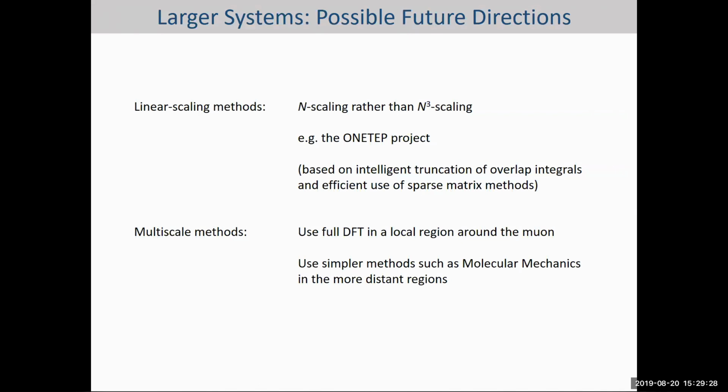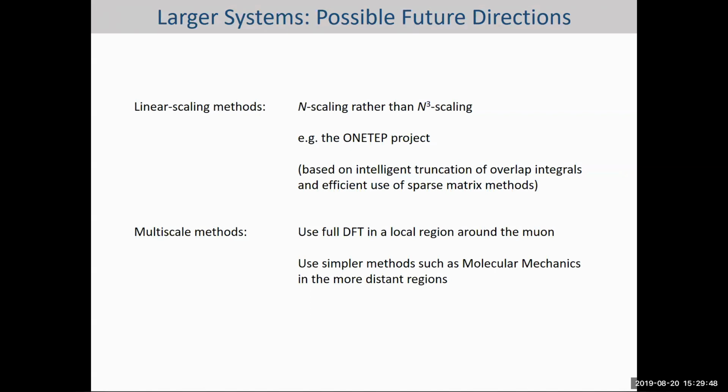One example is this 1 TeV project. And this basically gets this improvement by doing intelligent truncation of the overlap intervals rather than just blindly going over all space, and making efficient use of sparse matrix methods. So these would seem to be a very, very promising area for applying to the Muon problems.